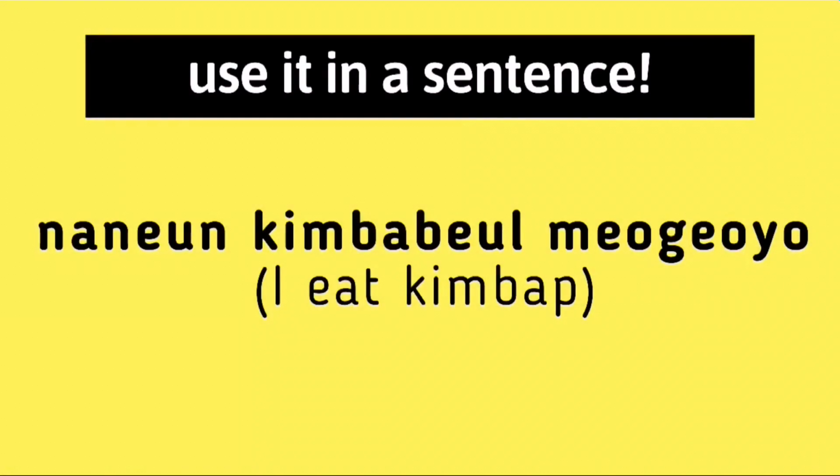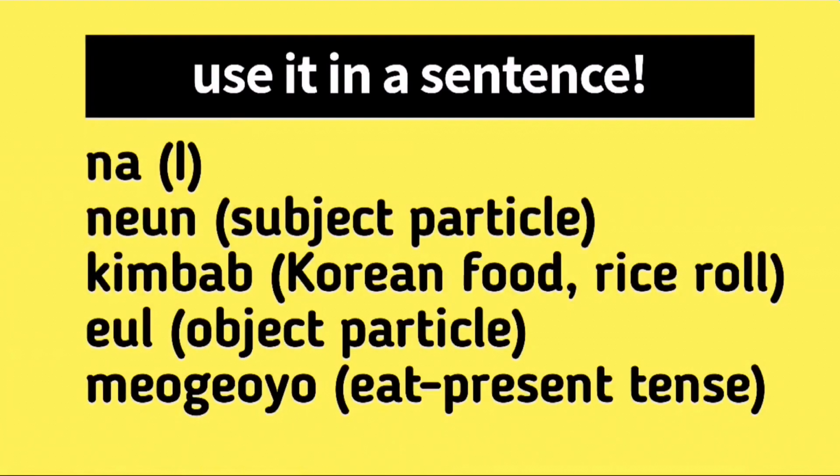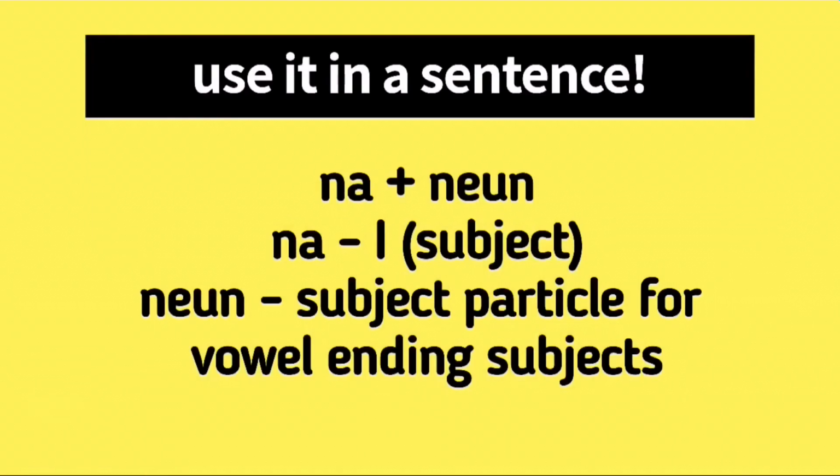Now let's try looking at this example. It says 나는 김밥을 먹어요. We can subdivide this sentence into the following parts. So the first part is na, which means I, and nun is the subject particle added to na.